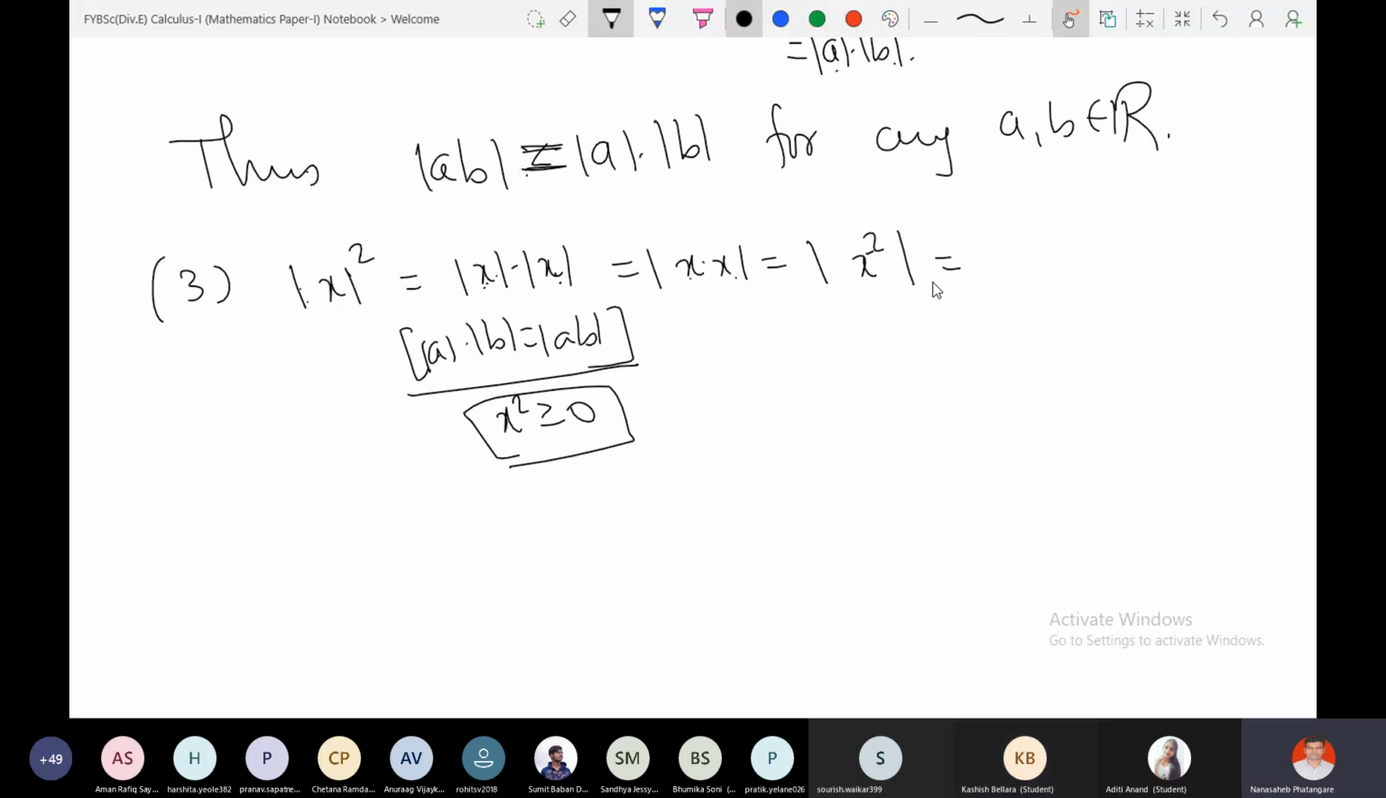Now, what is the absolute value of x square? Is it x square? Correct. Fine. Therefore, the absolute value of x square is just x square. Fine.